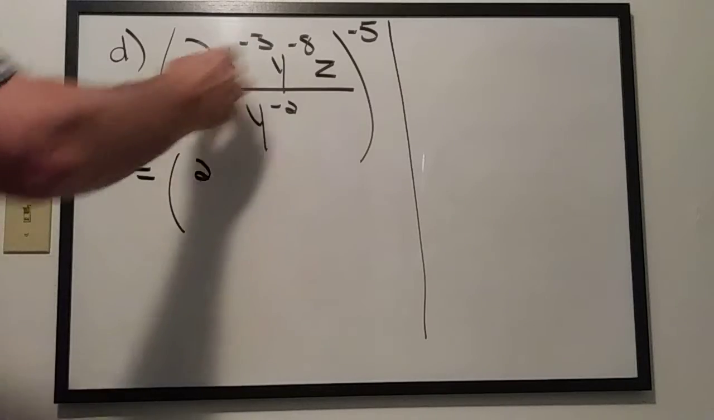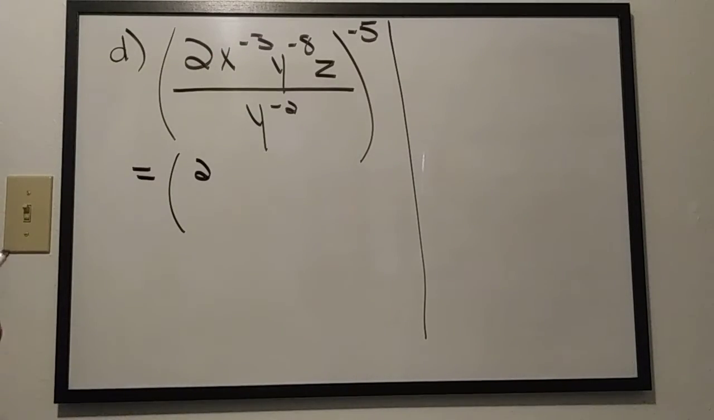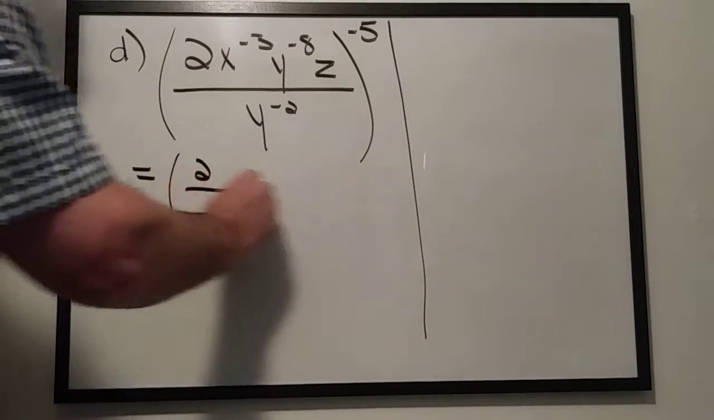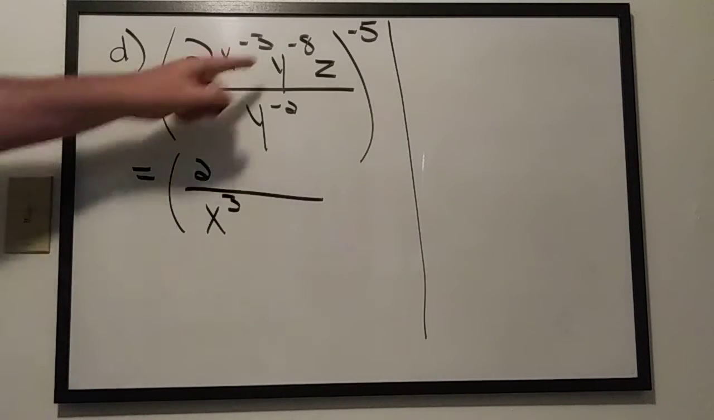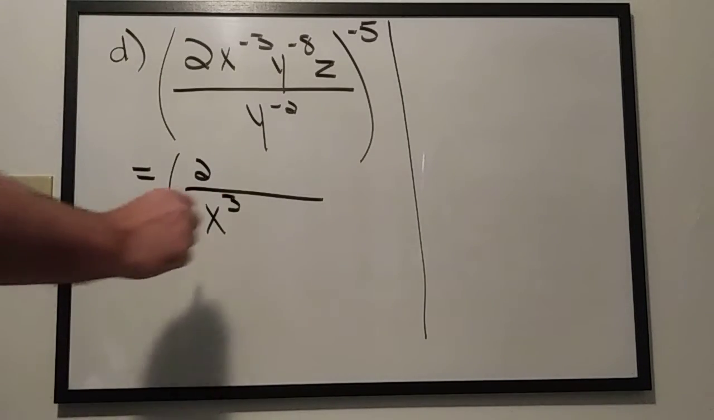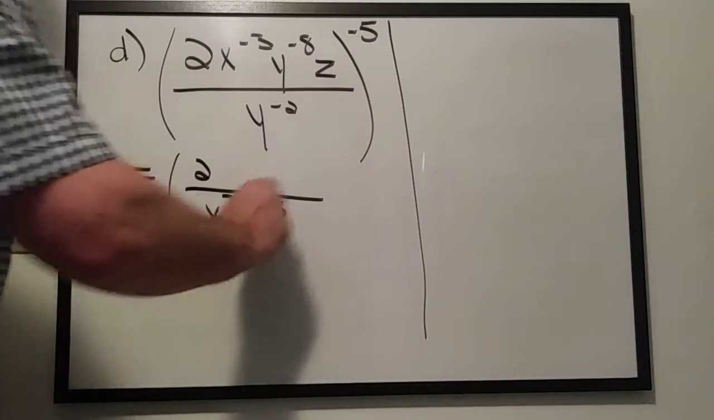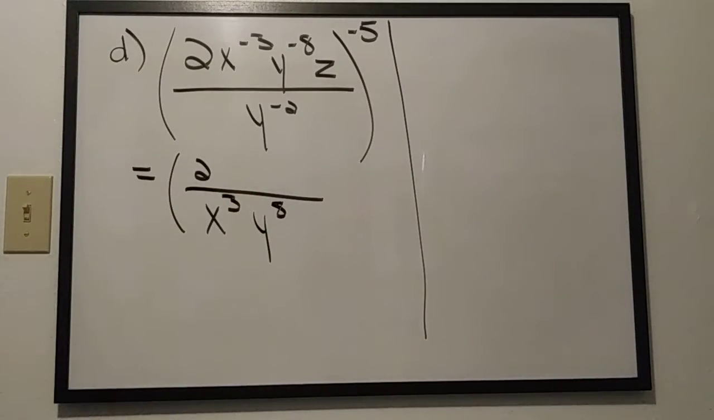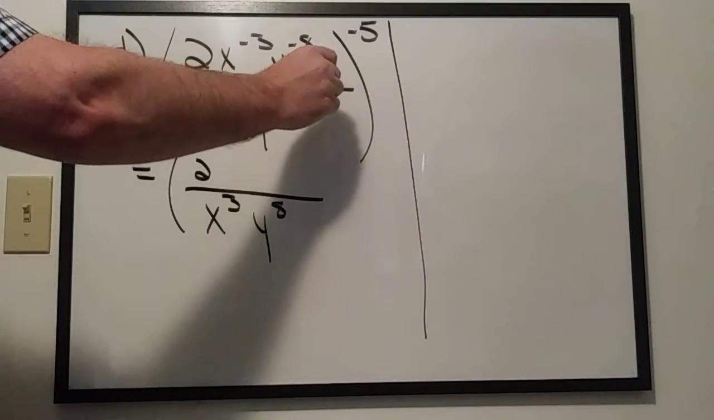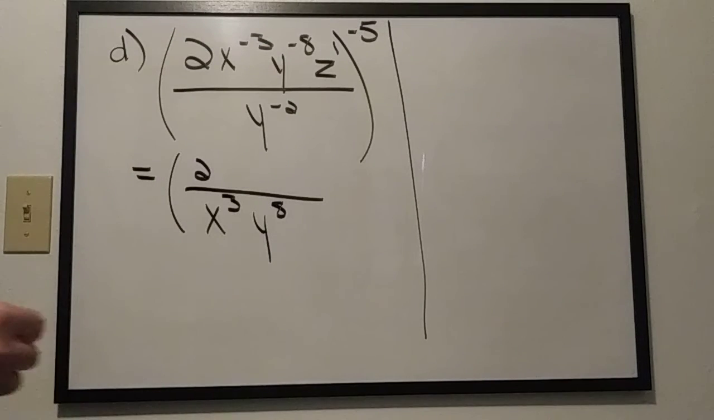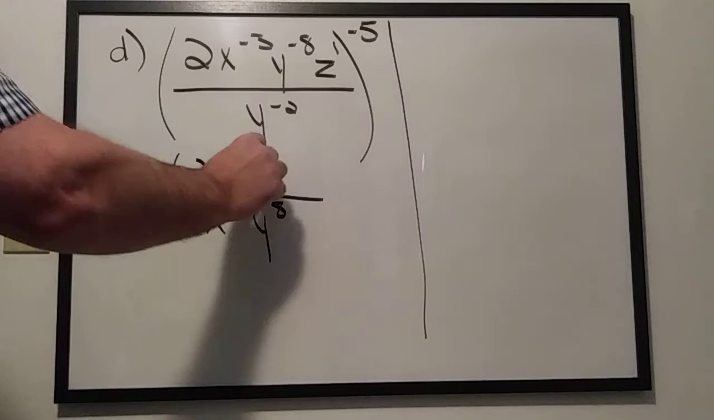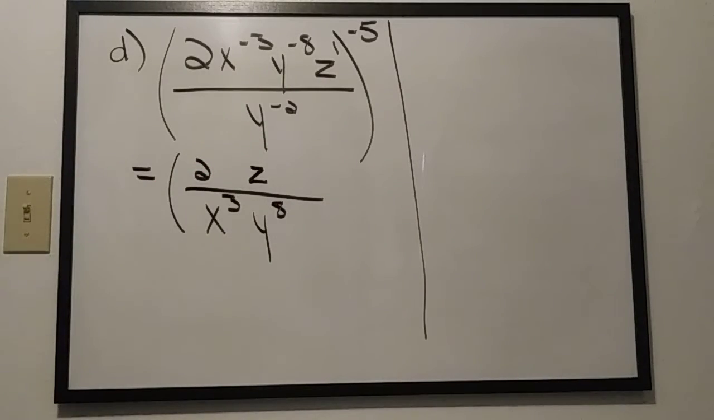Then I have an x to the negative third. X to the negative third in the numerator is equivalent to x to the positive third in the denominator. Y to the negative eighth in the numerator is equivalent to y to the positive eighth in the denominator. And then we have a z. Once again, notice that z has a power, it just doesn't have to be written. That power on that z is a positive 1. And because the power is positive, he's not going to move. So I'm going to have a z still in the numerator.